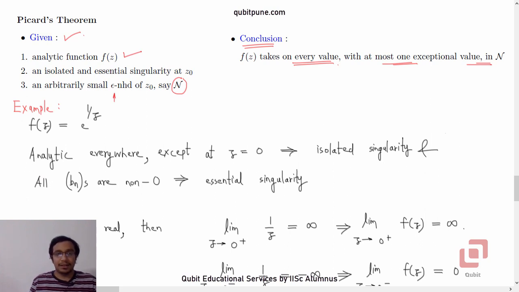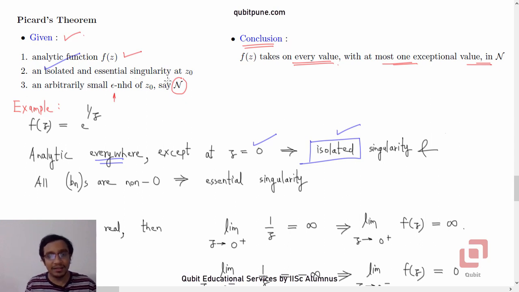First, let us make sure that it is analytic. It is analytic everywhere except at the point z equal to 0. Is the singularity isolated? Yes, this is the only point where the function is not defined or not analytic, so it is isolated. So this requirement is fulfilled. Is it an essential singularity? It is. You may recall the Maclaurin's expansion of e to the power t, where t is 1 upon z, and conclude that all bn's are non-zero. For an essential singularity, infinitely many bn's should be non-zero, so this is clearly an essential singularity.